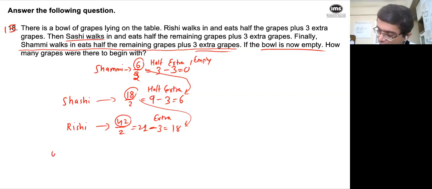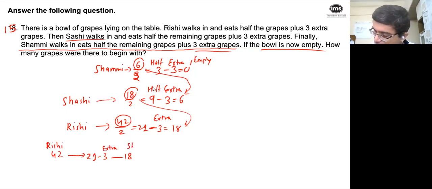Correct? So in a nutshell, the journey of eating grapes, wow, what a journey, was like this. When Rishi entered, he saw 42, he ate 21, he ate 3 extra, he was left with 18. This is where Shashi enters. Shashi eats half of it. He also ate 3, and then he is left with 6. This is where Shammi enters. He eats half of it, 3 extra. Remember, these 3 are extra.